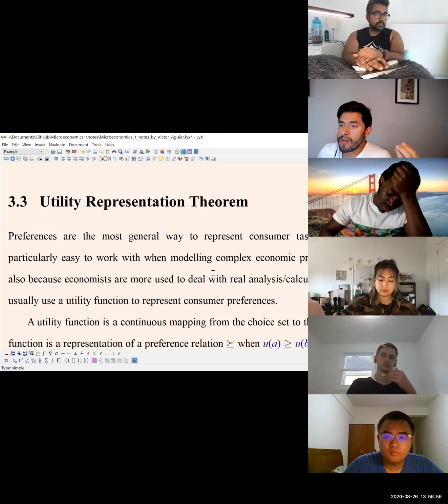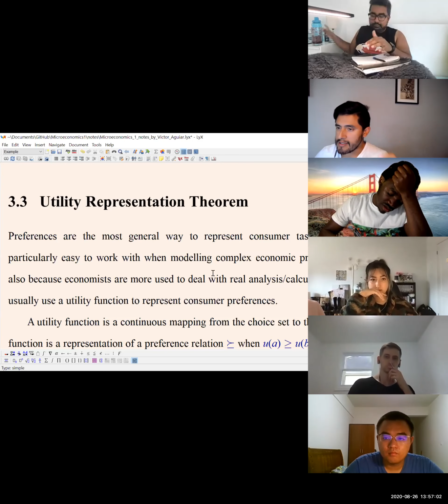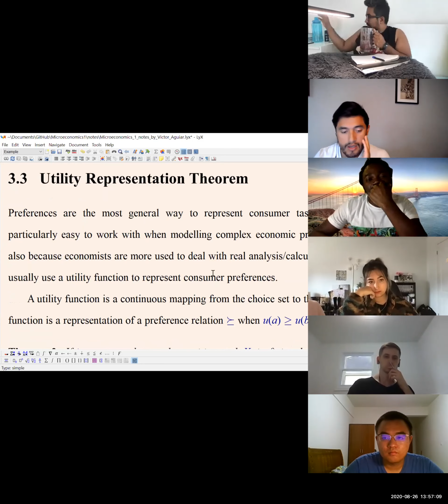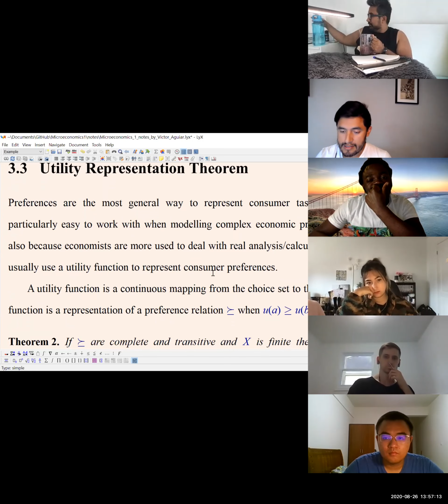But why do we understand preferences? Because they allow us to understand the main behavioral implications. With utility, it's harder to see what's going on. That's why we have many languages in decision theory, but think of them as different layers of the same object. Utility representation: preferences are the most general way to represent consumer tastes, as I said. However, they are not particularly easy to work with.